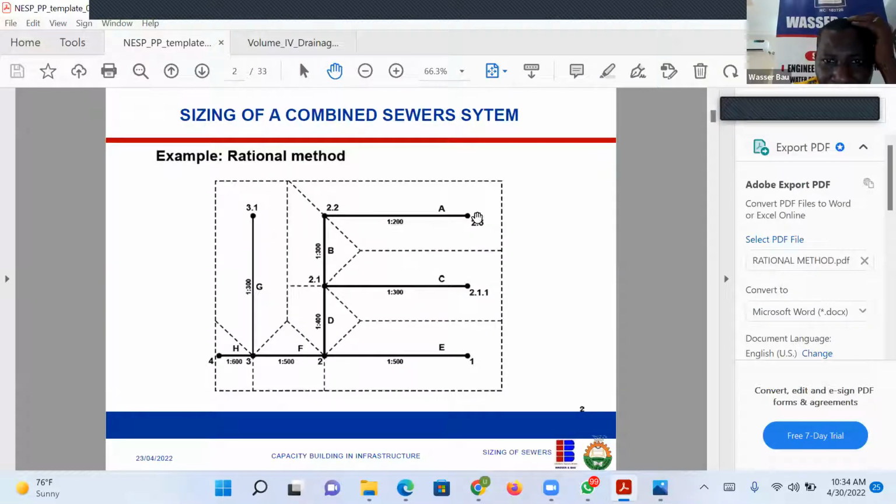So here, pipe A is starting from 2.3 to 2.1. So the slope of this pipe will now be the change in height, assuming that this is the value from the surveyor. It will be the change in height, the spot height at the beginning of the pipe minus the spot height at the end of the pipe, divided by the length of the pipe.